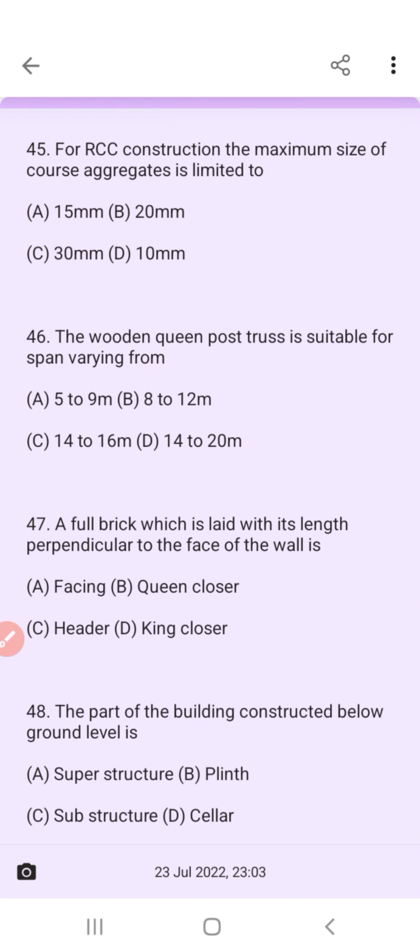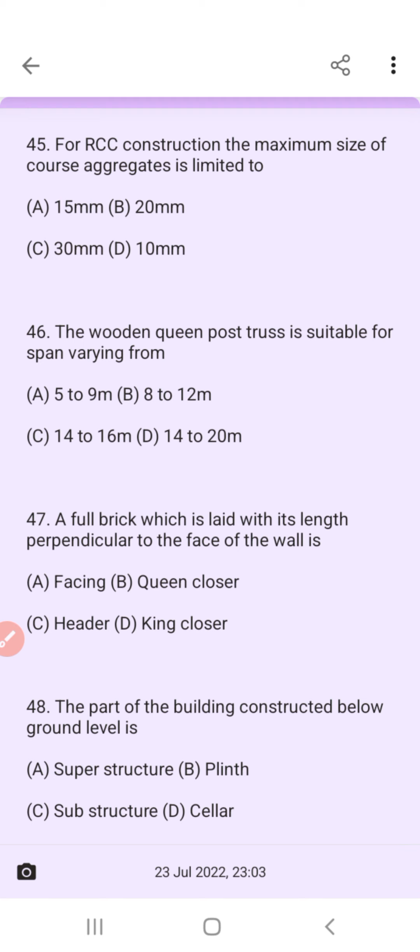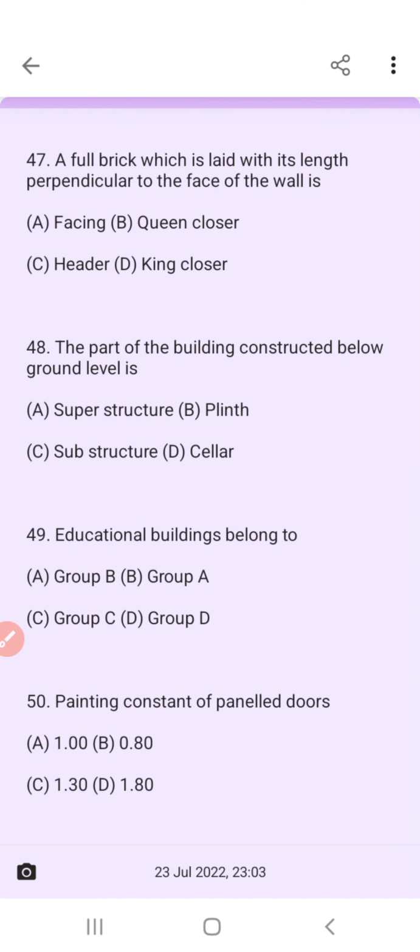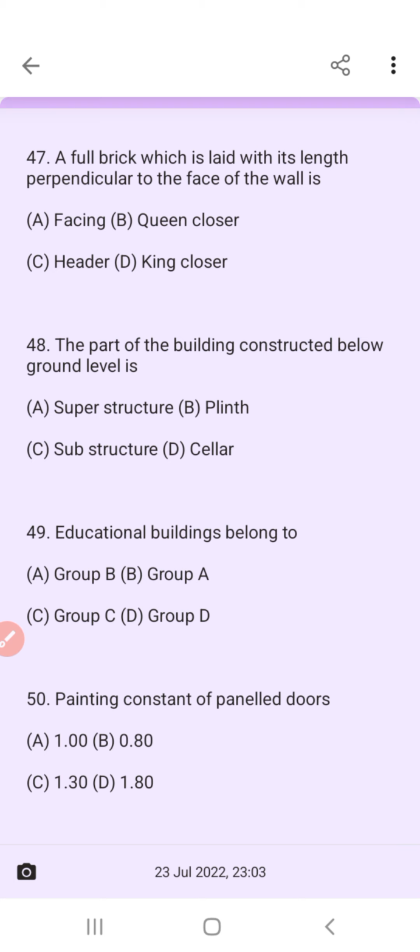The wooden queen post truss is suitable for a span varying from 8 to 12 meter. A full brick which is laid with its length perpendicular to the face of wall is known as header. The part of the building constructed below ground level is, we all know that, substructure. Below the ground is substructure and above the ground is superstructure.